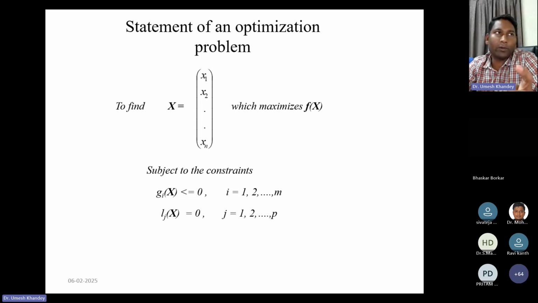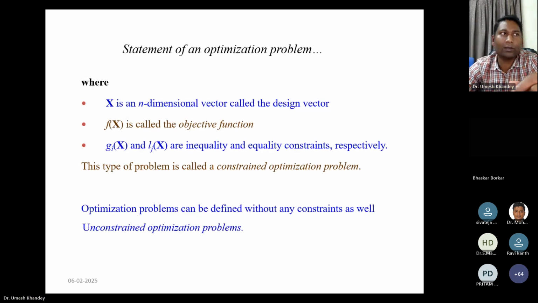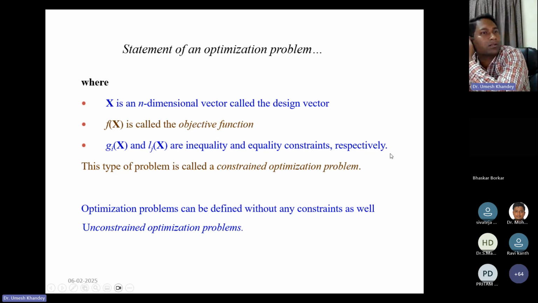So the statement of an optimization problem, how you generally write it, is like this: find x, the variable, having some constraints; it should not be more than this value, it should not be less than this value, like this. So constraints and the objective function always have to be defined. Here x is an n-dimensional vector called the design vector, f(x) is called the objective function, and g(x), l(x), j(x) are the inequality and equality constraints respectively. This type of problem is called a constrained optimization problem.